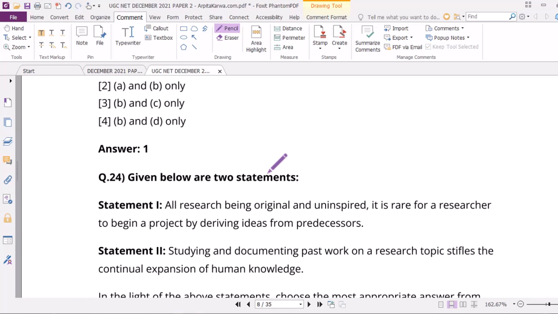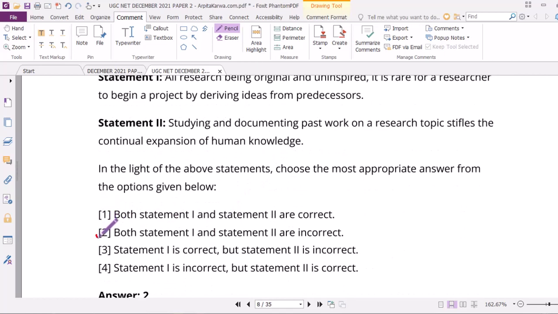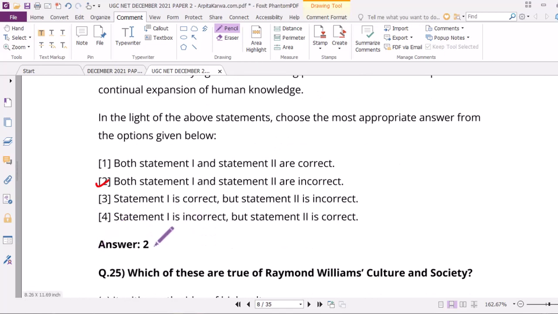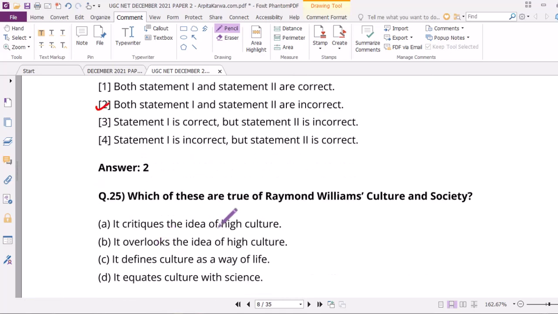तो ये statement भी गलत है, and we therefore can safely say that both statement 1 and 2 are incorrect, and therefore answer 2. Okay. Now moving on to the last question for this particular video. Which of these are true of Raymond Williams' Culture and Society?